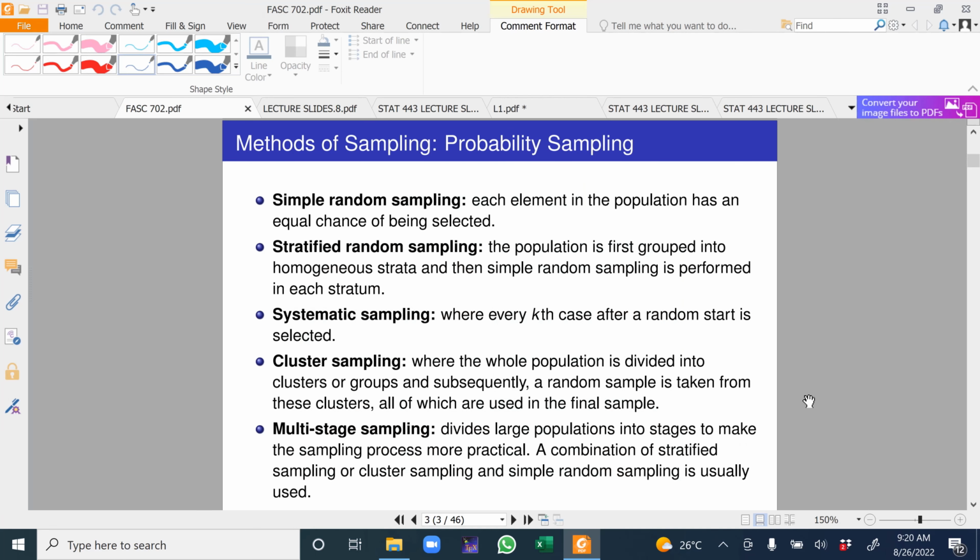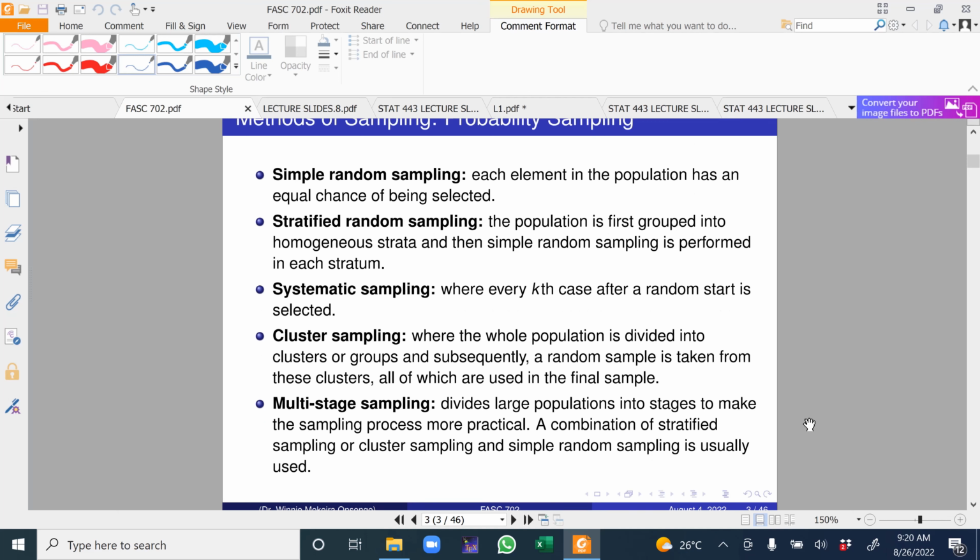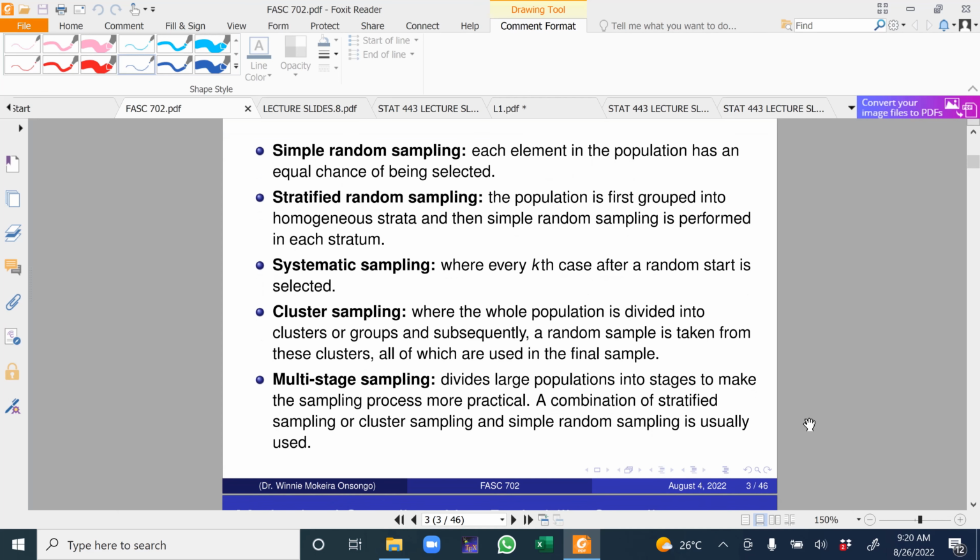Next, you have multi-stage sampling. Now, multi-stage sampling is advanced cluster sampling. It's part of cluster sampling. So you divide your large population into stages. And once you are able to identify the stages that you are going to use, you can combine either stratified sampling or cluster sampling, or whichever sampling, to try and collect information from your unit.